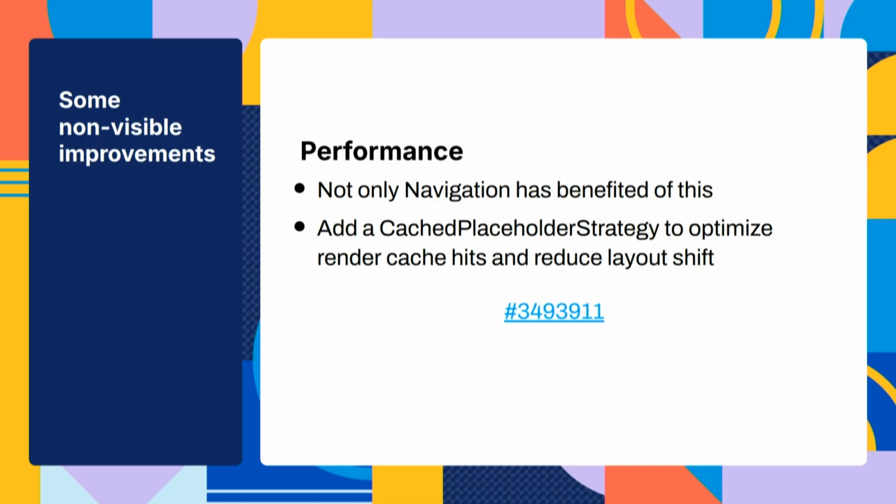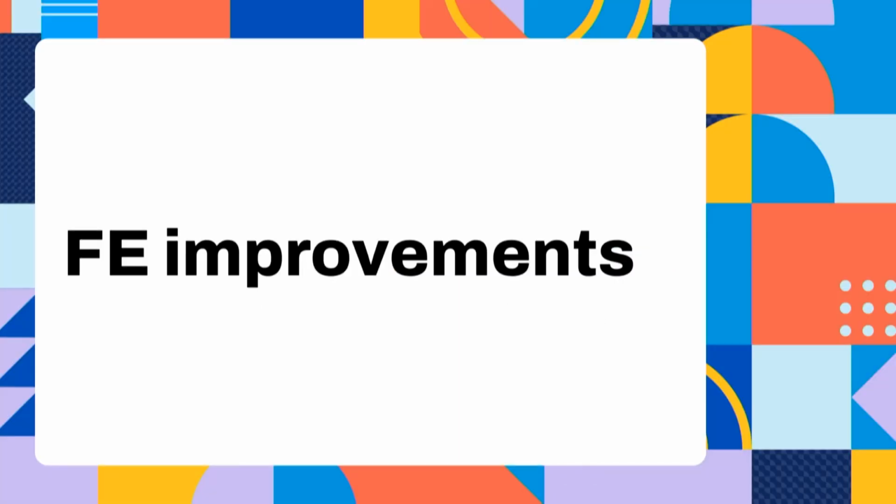And from some of the things that we have done as part of navigation, not only navigation has been improved, the whole Core and Drupal has benefited from this. We added this cache placeholder strategy to optimize render cache. Basically, if you have the BigPipe module enabled, you know that sometimes things start to pop up one after the other. So things that are already cached are rendered directly. You don't need to create a new request. So it reduces the layout shift when you do this kind of change. And well, that was a bit about the backend. Christina will tell you about the new things on the frontend lately.